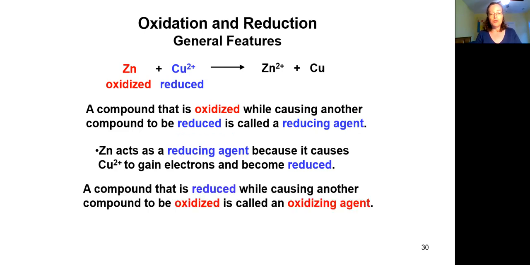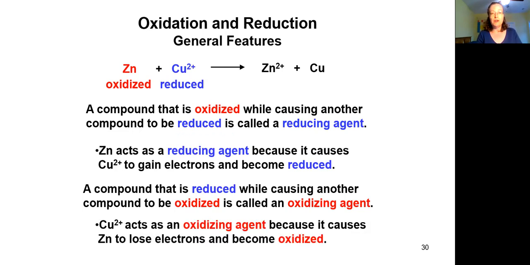A compound that's reduced while causing another compound to be oxidized is called an oxidizing agent. The copper 2+ acts as an oxidizing agent because it causes zinc to lose electrons and become oxidized.